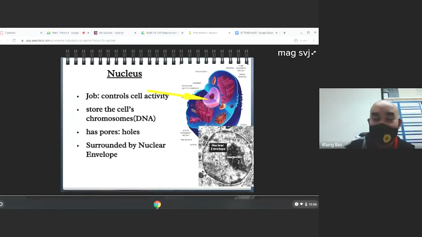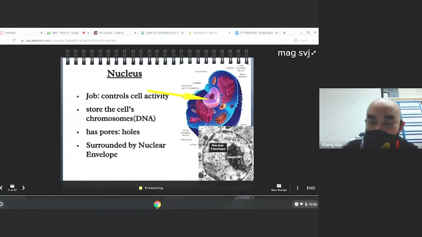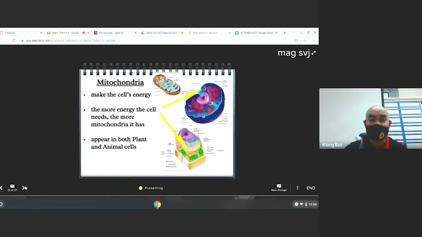The nucleus also has holes to allow genetic information to move in and out, and nutrients to go in and out. This is where you hold all the DNA in a eukaryotic cell. Remember, eukaryotic cells have a nucleus. Prokaryotic cells don't have a nucleus. Okay, so keep that in mind. So that's the nucleus, the control center.